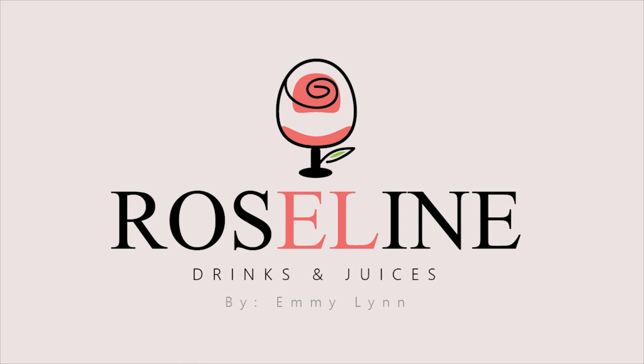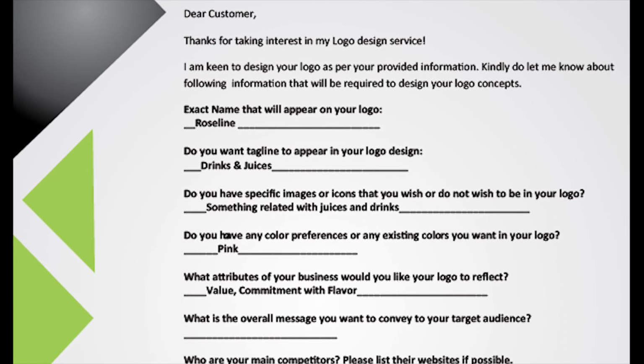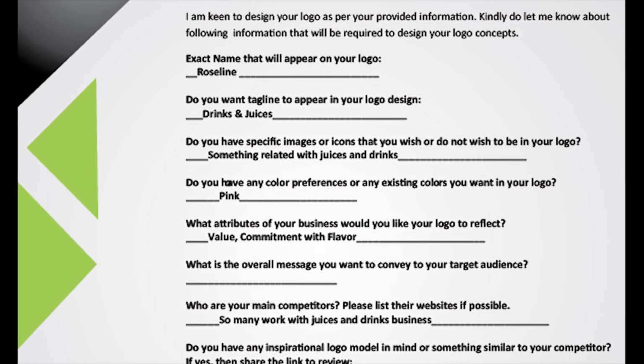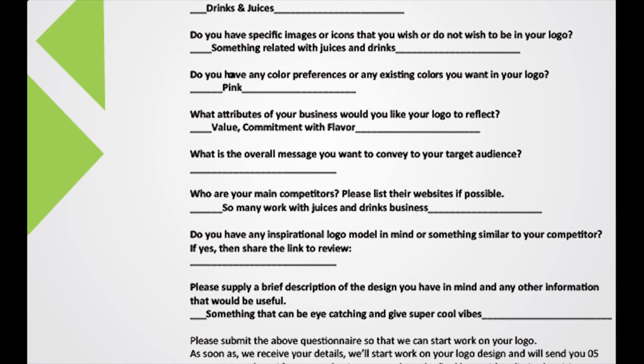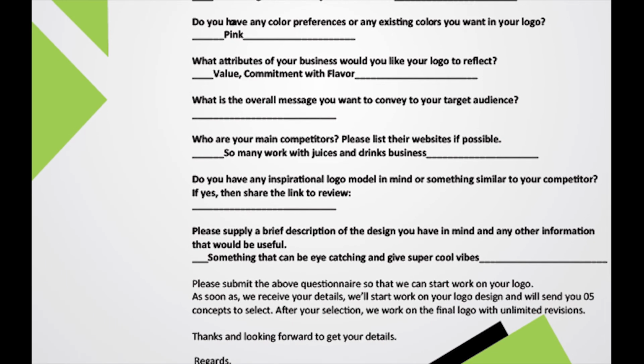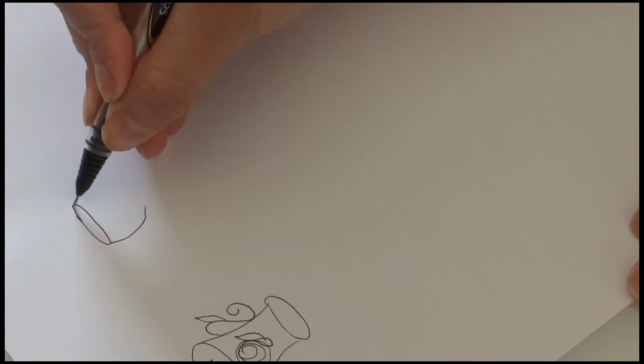I'm going to share with you my logo design process from start to finish to create a Rose Line business logo. It's a small shop based on drinks and juices. I recently received the logo details from my customer, and she has given me all the details. They were very pointed details, so it became very easy for me to create the concepts, and I have started work on it: rose, glass, and these are the three objects that I need to define in my logo design.